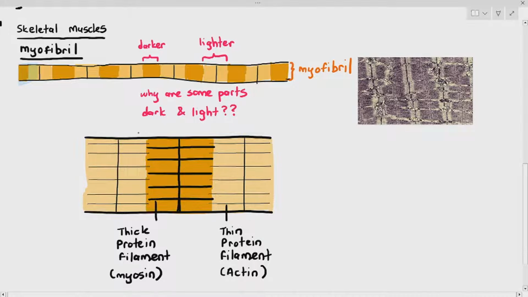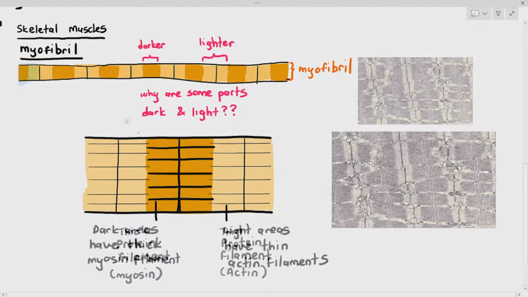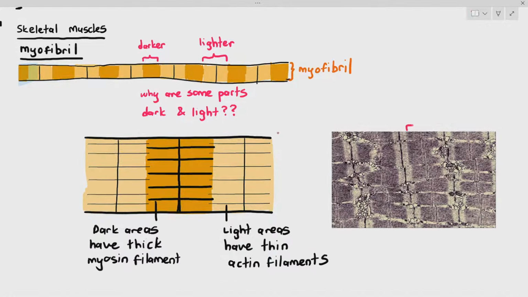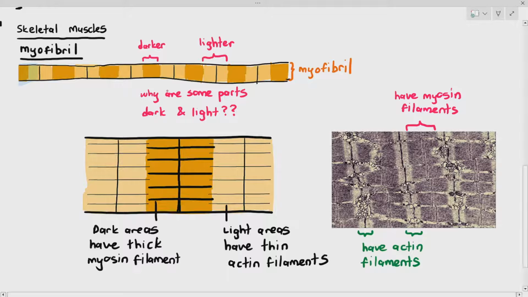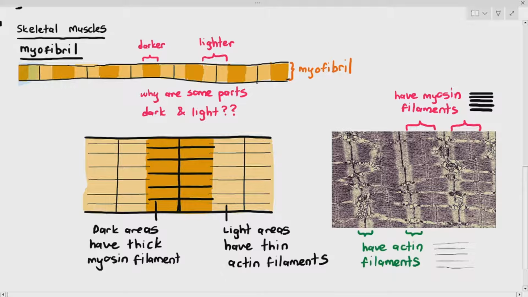If I look at the picture again, look at the part of the actual TEM of the skeletal muscle fiber. That part is dark. The dark areas there have myosin filaments, which are the thicker filaments, and the lighter areas have actin filaments, which are the thin filaments. That is why the pattern of dark and light emerges in the transmission electron micrograph. So this is the first thing we have to understand about the pattern of the myofibril.